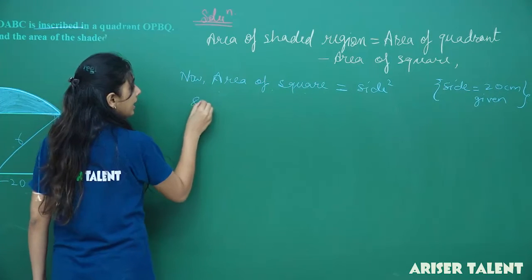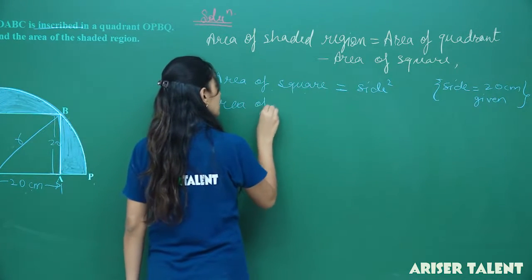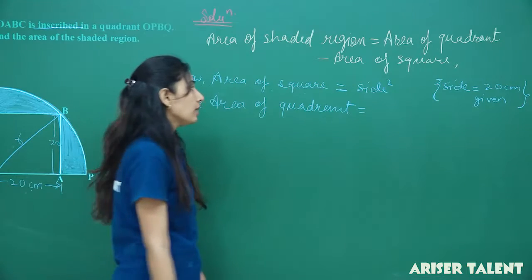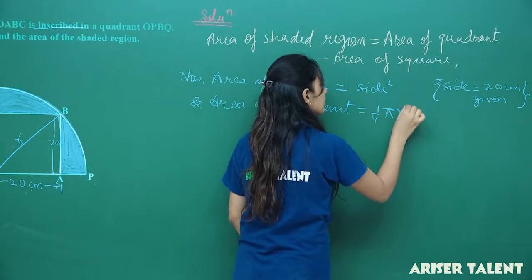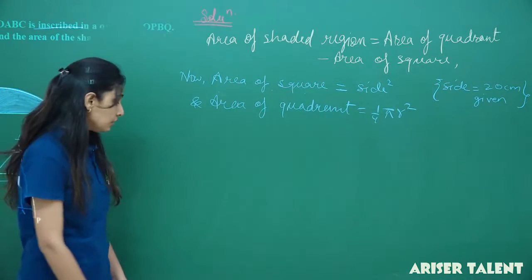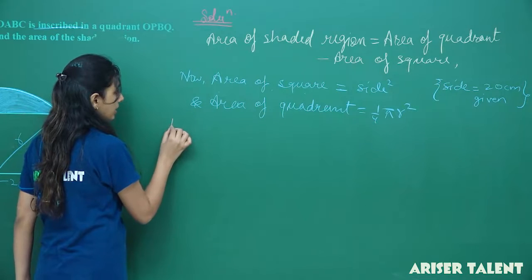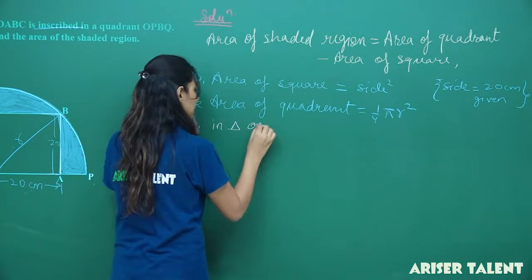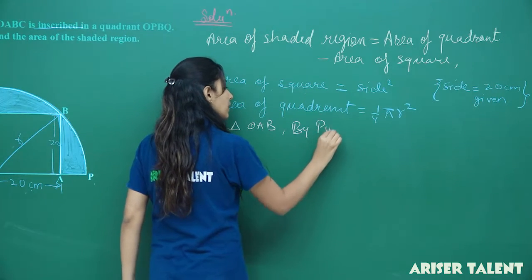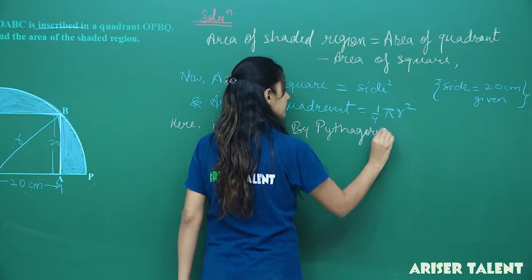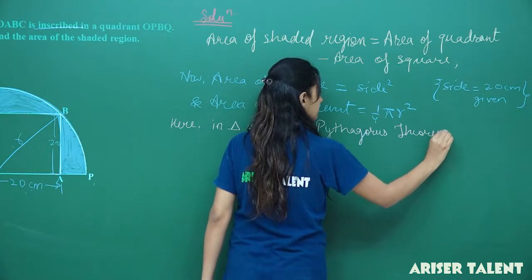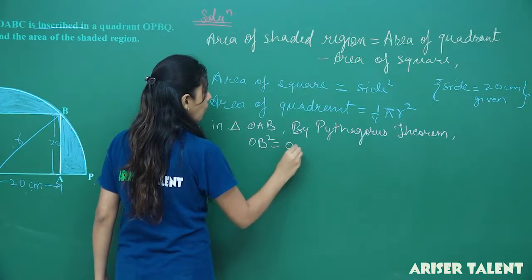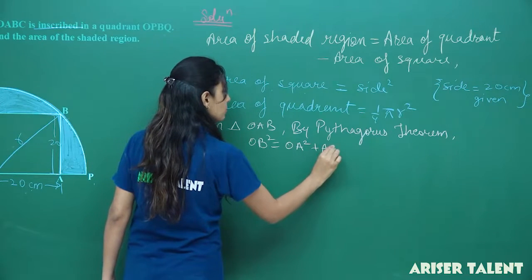And area of quadrant equals what, students? It is nothing but 1 by 4 pi r square. Now this radius is not given, so I will find this radius. Here in this triangle OAB, by which theorem? Pythagoras theorem. By Pythagoras theorem, we have OB square equals OA square plus AB square.